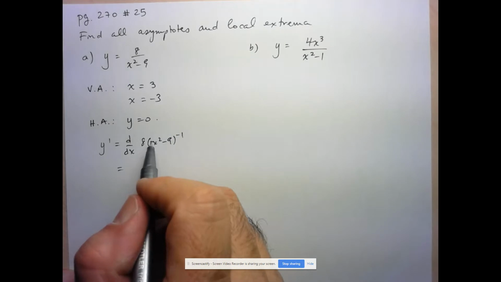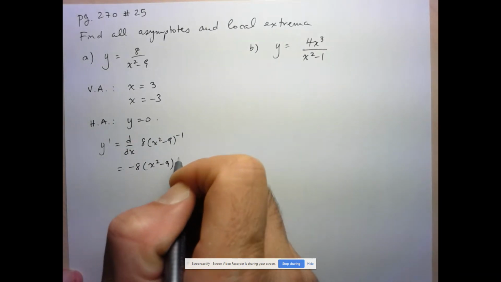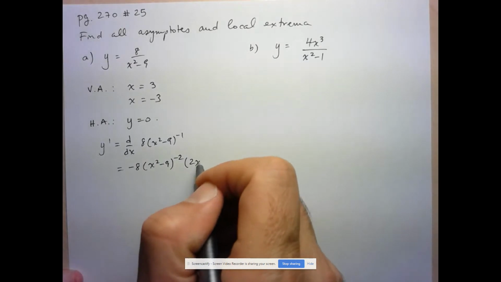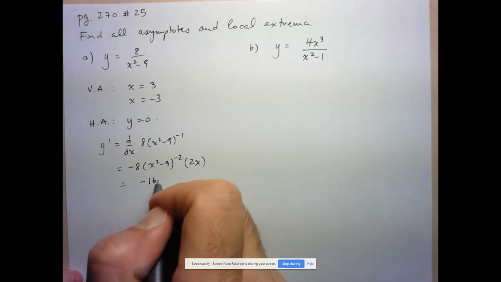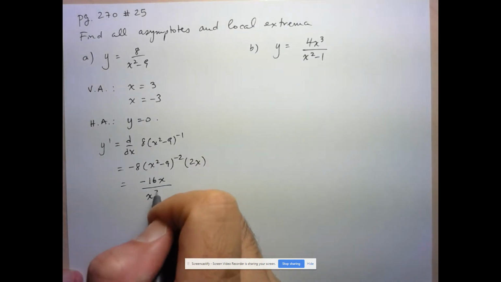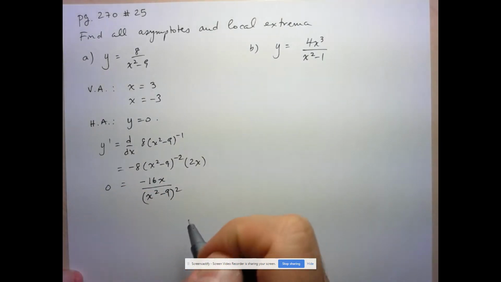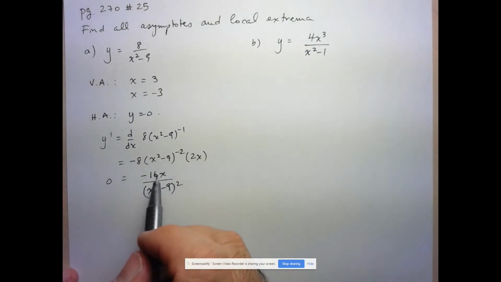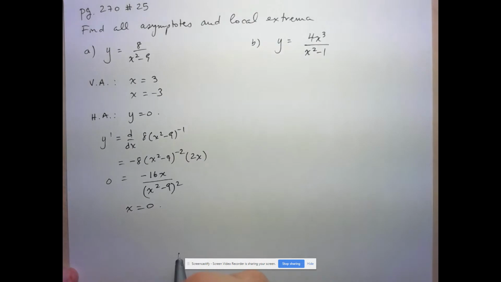So here, bring down the -1. So I'm going to have -8 times (x squared minus 9) to the -2. And then I have to apply the chain rule. So I have to now take the derivative of x squared minus 9, which is 2x. All right, so when we clean this up, what do we end up with? We end up with -16x over (x squared minus 9) squared, and of course we want to determine when this is equal to 0, and since it's a fraction, this only occurs when the numerator is 0, and so x equals 0 is our only critical point.